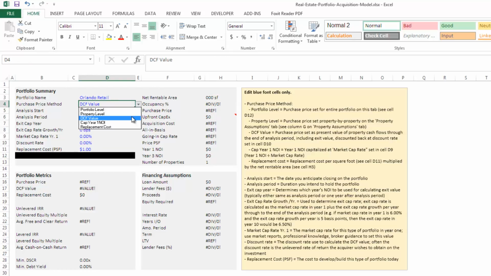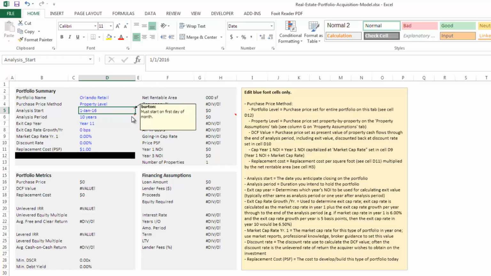But again, for this scenario, I'm going to choose property level, and you'll see when we add in the property assumptions how I add a purchase price for each property. I have an analysis start of January 1, 2016. I have an analysis period of 10 years.